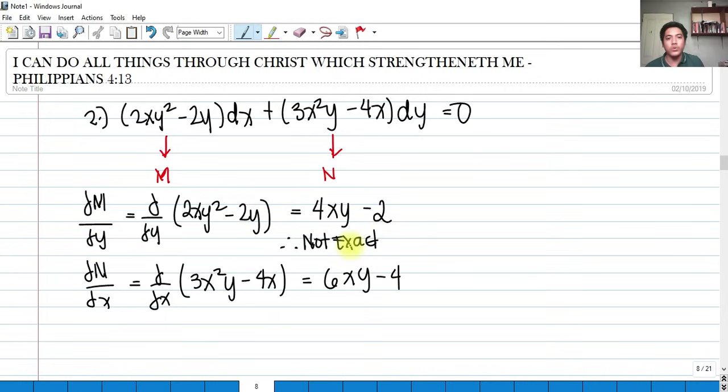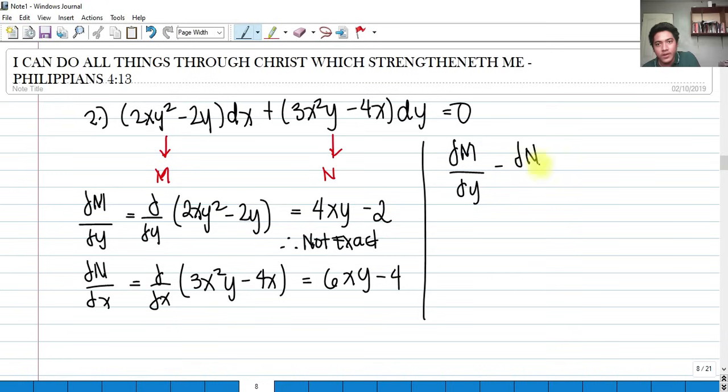And what are we going to do? First is, again, to subtract this first. Let's first subtract this, because our formula is 1 over m times the partial of m with respect to y minus the partial of n with respect to x. So if I'm going to subtract this first, partial of m with respect to y minus partial of n with respect to x, because that is our formula.